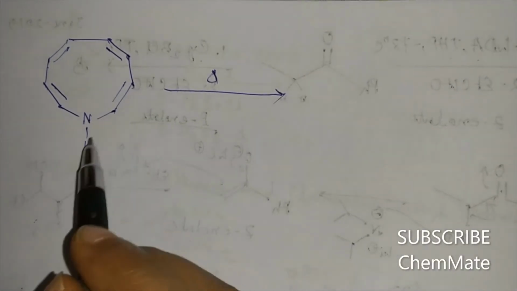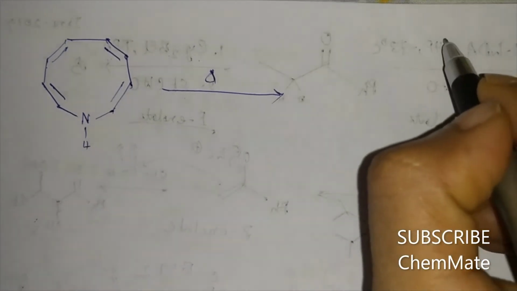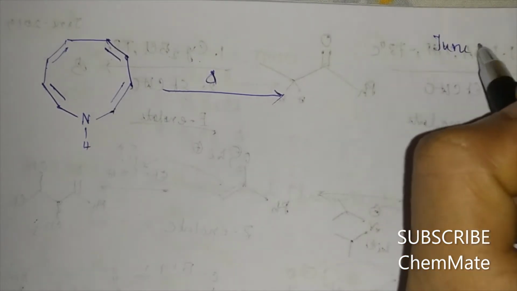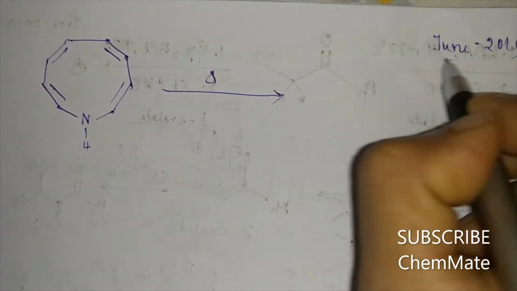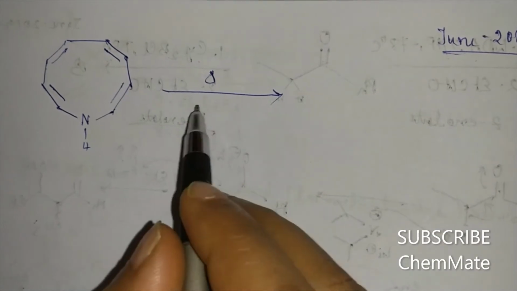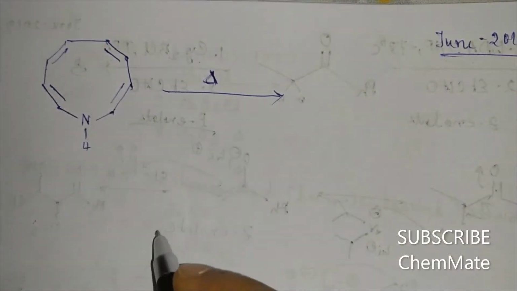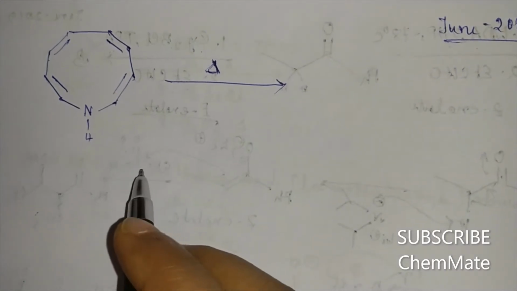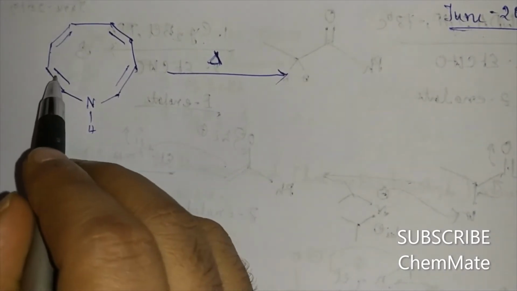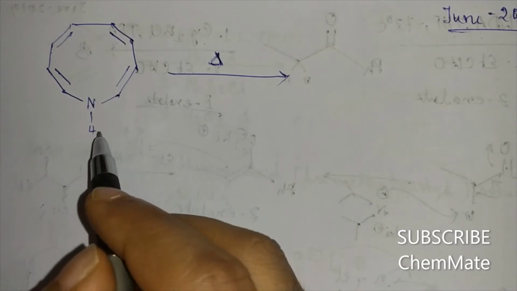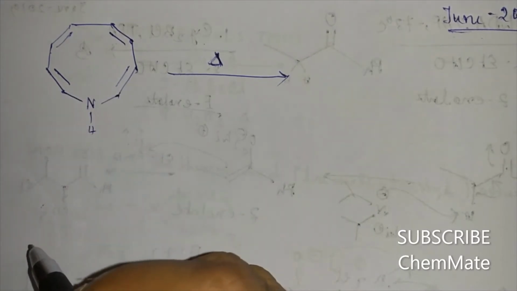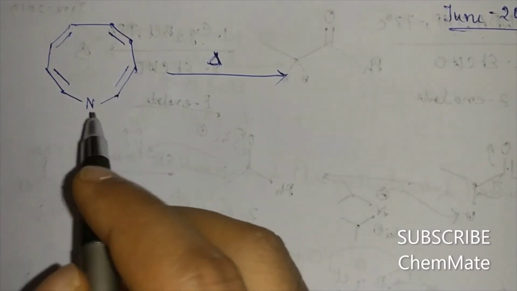Here is an interesting question which came in the June 2019 CSIR-NET exam. If this compound is heated, then what will be the major product? So we can assume that an electrocyclic ring closing reaction is a possibility.